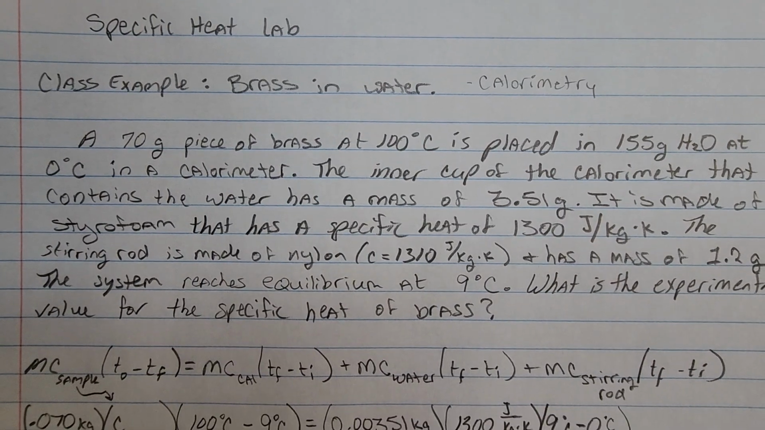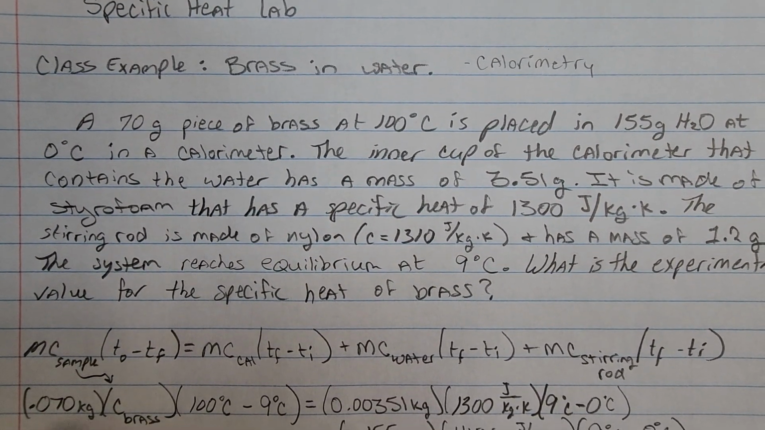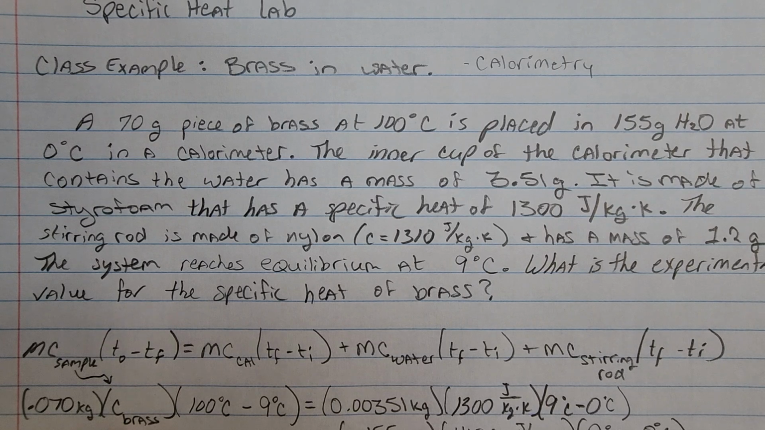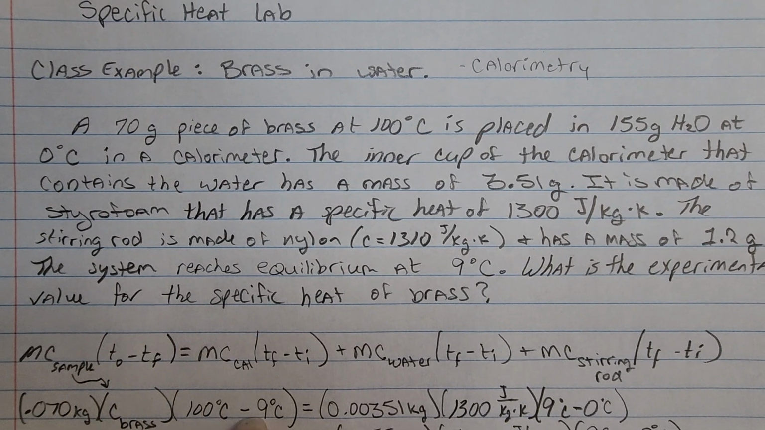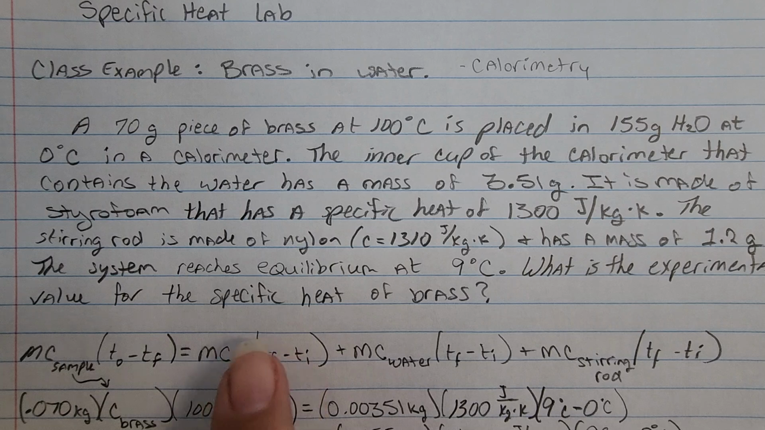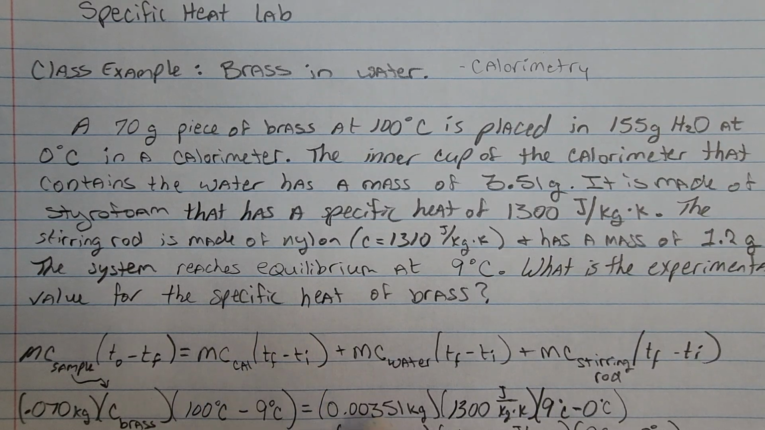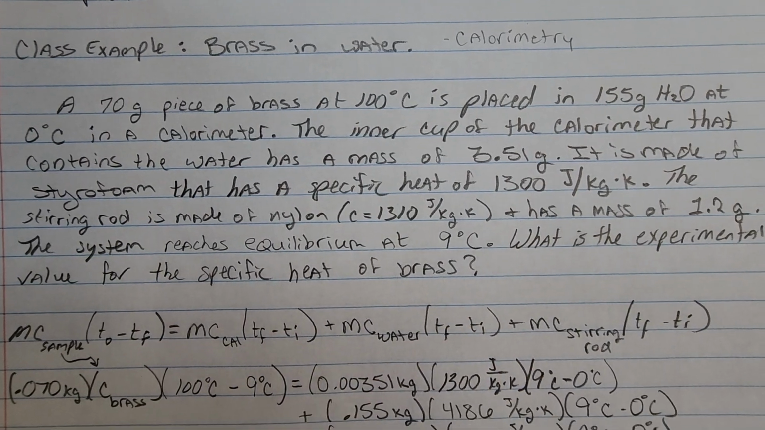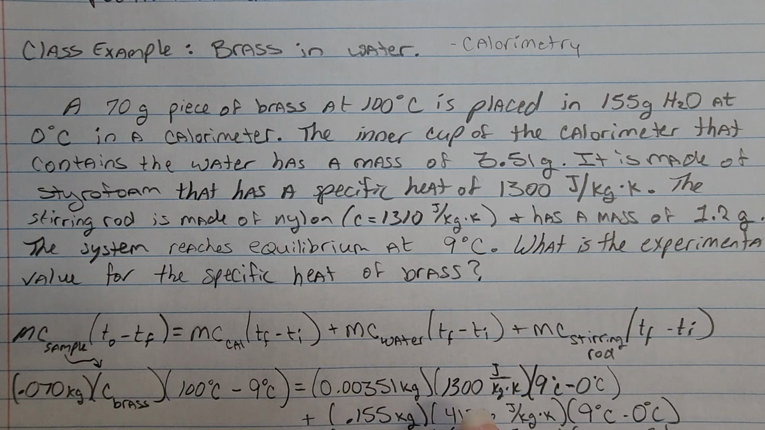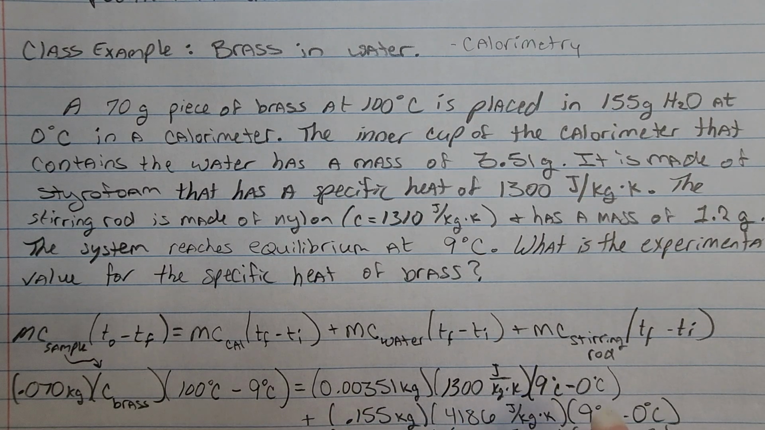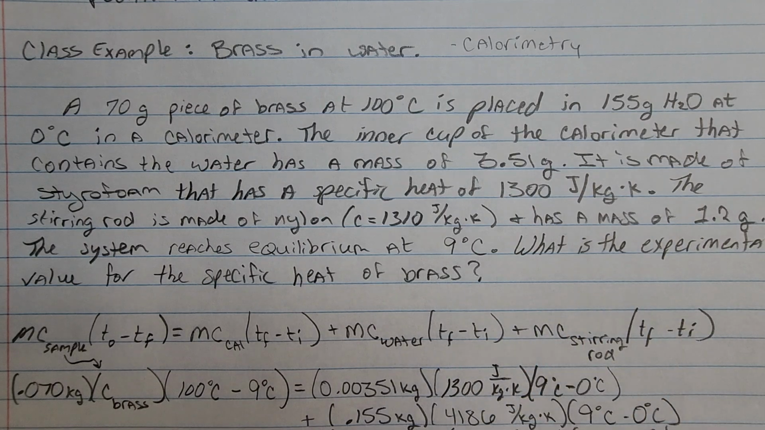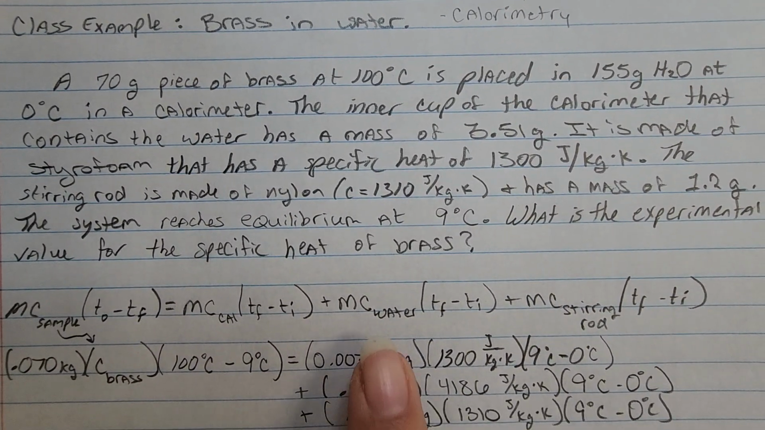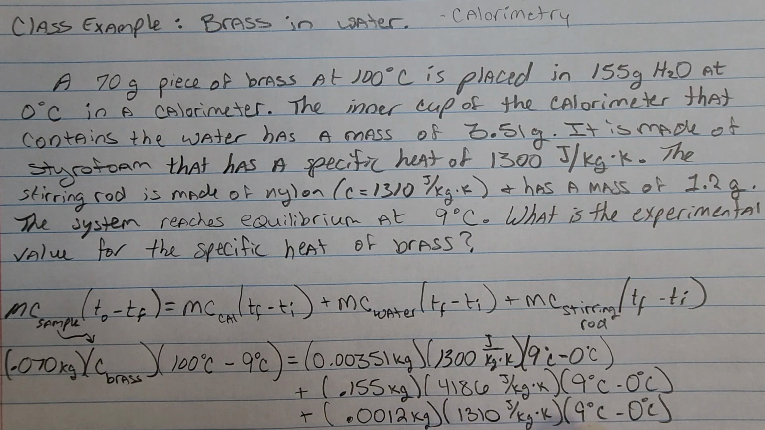Anyway, let's substitute now. The C value is what we are looking for. We want to find the specific heat of our sample of brass. We substitute its mass and its change in temperature. And then we have the heat absorbed by the coffee cup calorimeter. So its mass, its specific heat, and its temperature change, plus the heat transferred to the water. So you have the mass of the water, specific heat of water, temperature change of water, plus the heat transferred to the nylon stirring rod. We have a very small amount because the stirring rod has very small mass, but there we go.